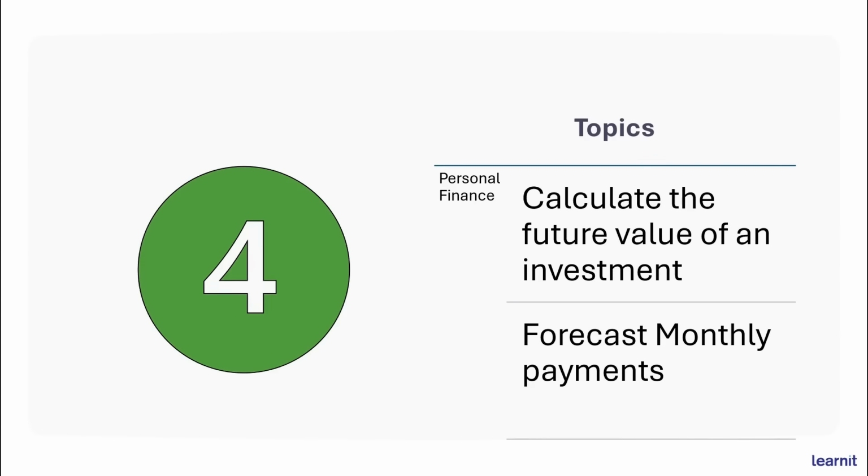Welcome to part 4 of our Excel for Personal Finance. In part 4, we'll take a look at two functions. We'll use the FV function to calculate the future value of an investment, and we'll take a look at the PMT function to forecast monthly payments as well. Let's go ahead and open up file number 4.